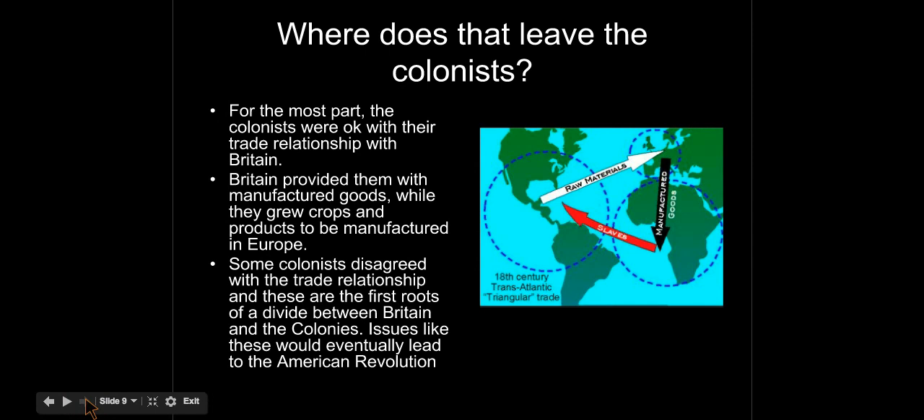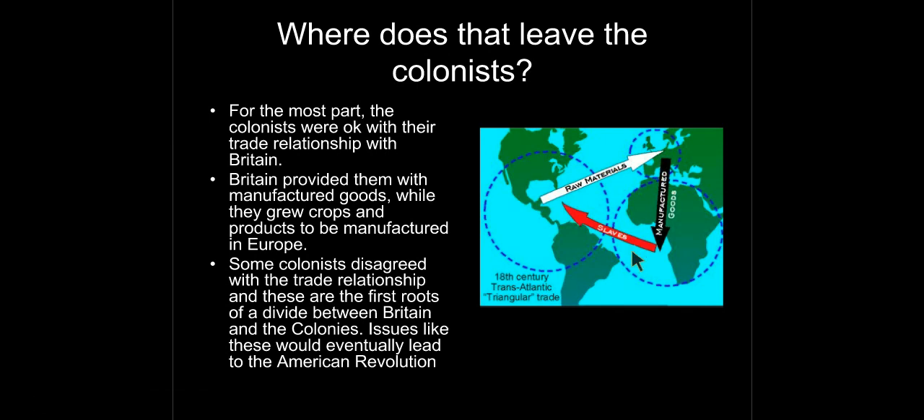Alright, so where does this leave the colonists? For the most part, they were okay with their trade relationship with Britain. I mean, definitely some of them were not okay with it, but for the most part, they were. They were getting quality products and paying a decent price. In return, the colonists grew crops and the products to be manufactured in Europe.